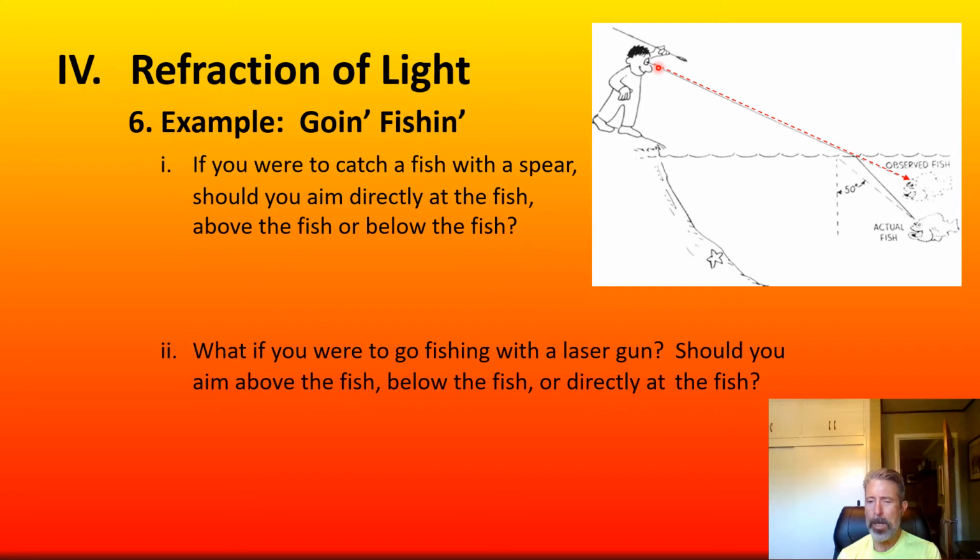Changing up the problem a little bit, what would happen if you were to go fishing with a laser gun? Should you aim above the fish, below the fish, or directly at the fish? Well, hopefully you realize here that a laser gun, which consists of a certain frequency of light, is going to behave exactly the same way as the ray of light which is leaving the fish and entering your eye. So in that case, you would be fortunate enough to aim your gun directly at where you see the fish, since the light from the laser gun will refract exactly the same way as the light that leaves the fish and enters your eye.